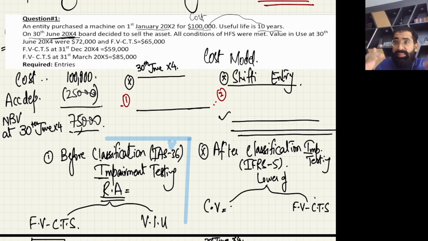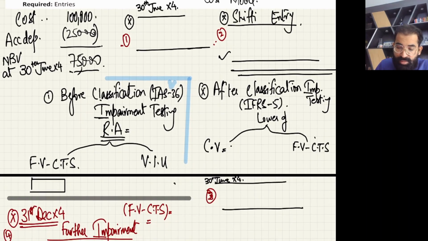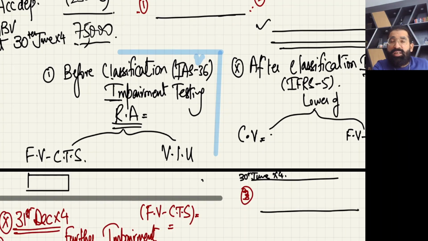Now, let's start IFRS 5 accounting. There are a few steps. The first step is you need to pass it through a scanner. The first thing is, before classification, impairment testing according to IAS 36. First you need to pass it through the scanner of IAS 36. Remember, you did IAS 36.